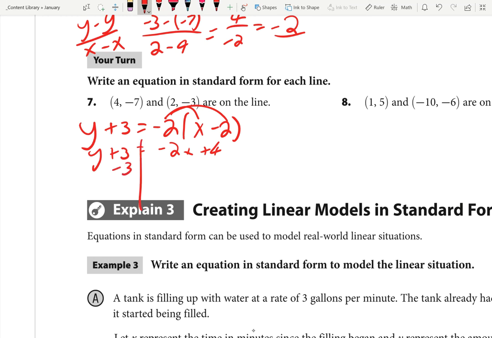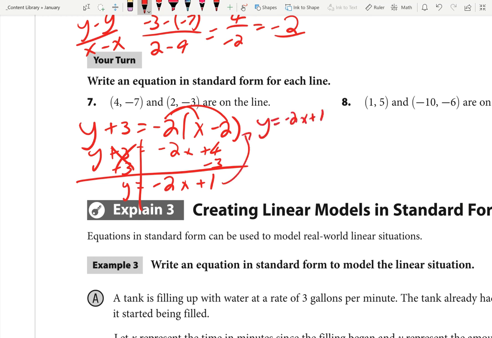Now, let's subtract 3 and combine it over here on the other side. So this would be y equal to negative 2x, and then 4 minus 3 would be 1, positive 1, so plus 1. So let me move this over here real quick. This is y equals negative 2x plus 1. Now, this is slope-intercept form.